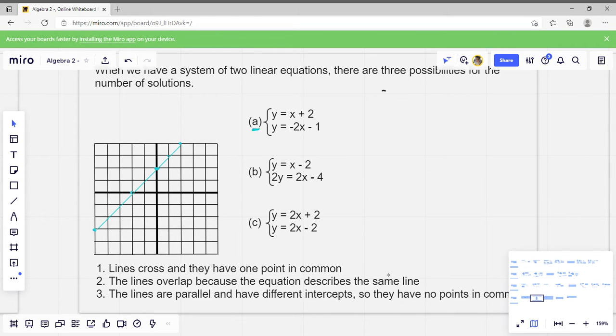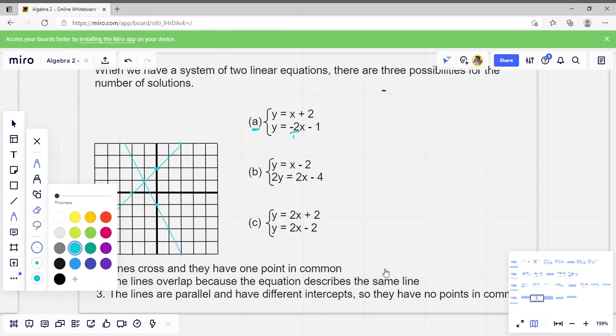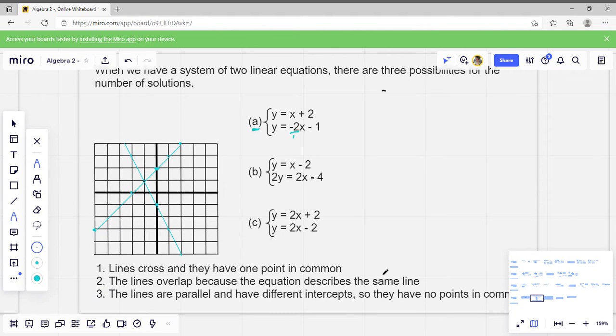Good enough. Alright. And then this other one is negative 2x minus 1. So that means I'm going to go down 1. And negative 2x means negative 2 over 1, down 2 over 1, or back 1 up 2. There. Mark that with a line. Alright, so there they are, and they cross right here on this point. And when we solve this, we're going to find out exactly what that point is.